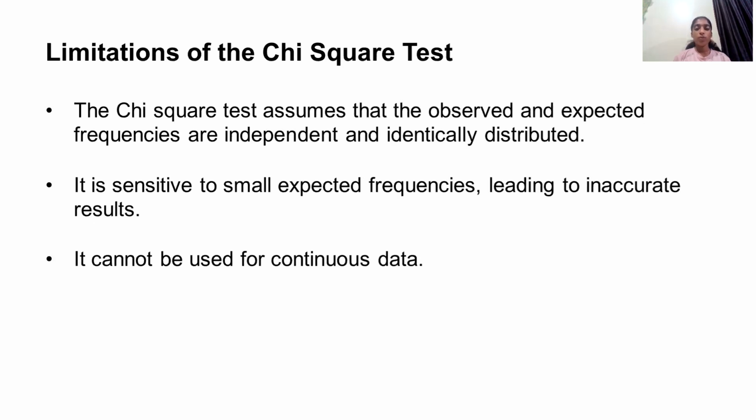Limitations of the chi-square test. The chi-square test assumes that the observed and expected frequencies are independent and identically distributed. It is sensitive to small expected frequencies, leading to inaccurate results. It cannot be used for continuous data.